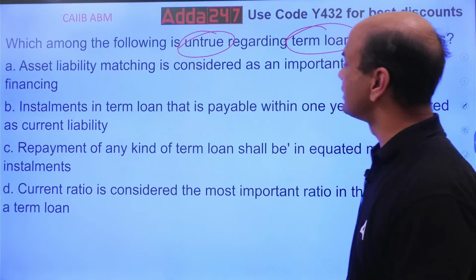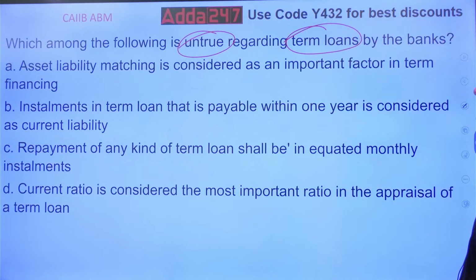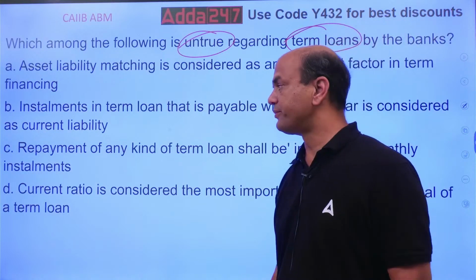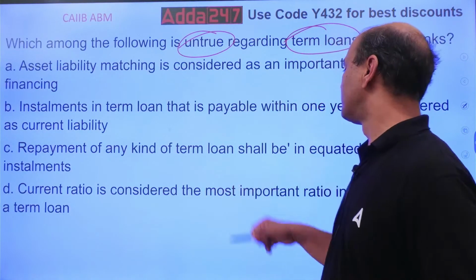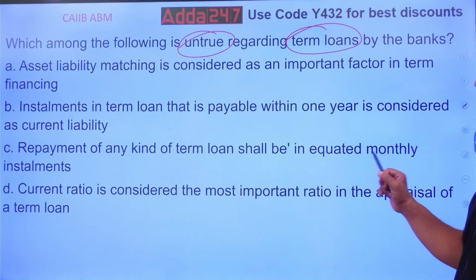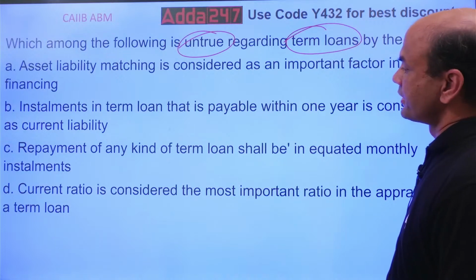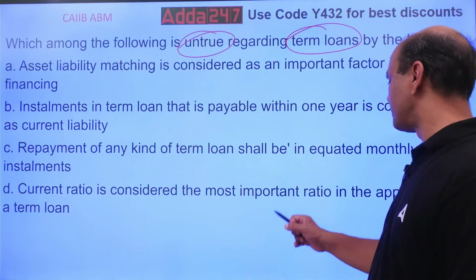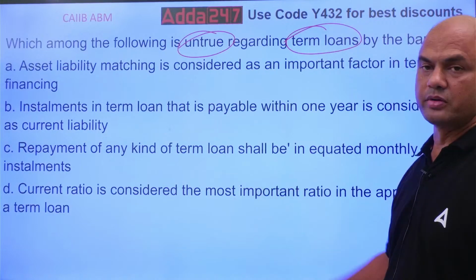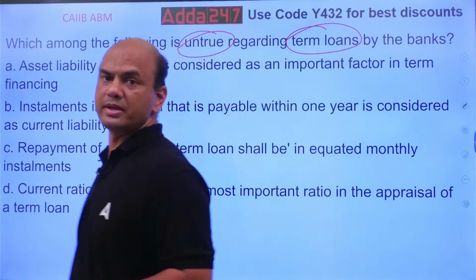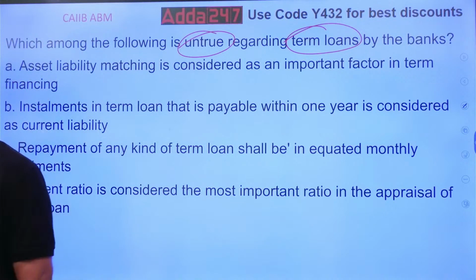Installments in term loan that are payable within 1 year is considered as current liability. Repayment of any kind of term loan shall be in equated monthly installments. Current ratio is considered the most important ratio in appraisal of term loan. Which one? Now, everyone must be able to solve this. Give the answer.